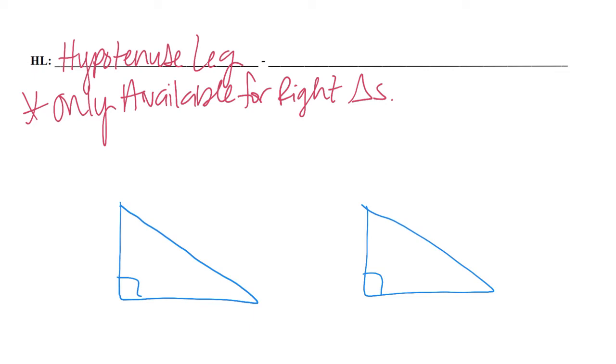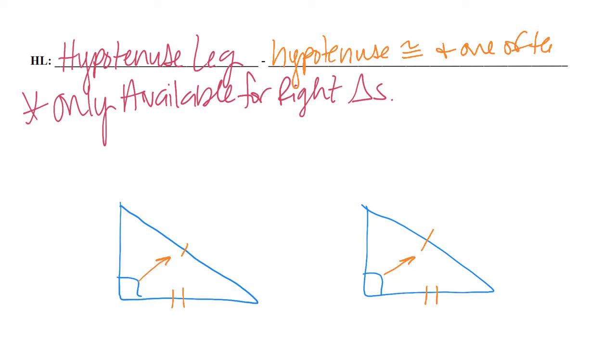Okay. So remember the hypotenuse is always the side across from the right angle. So we can go ahead and mark those. The legs are the sides that are touching the right angle. So either one of these legs could be marked. I'm going to mark the one on the bottom just because. So it means that the hypotenuse is congruent, and one of the legs across the middle is also congruent.